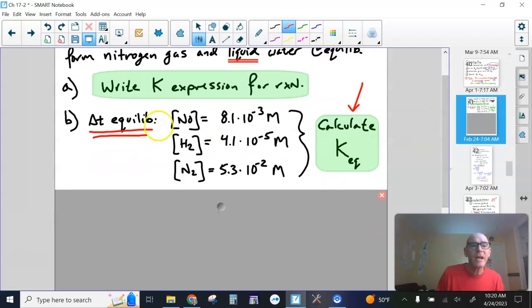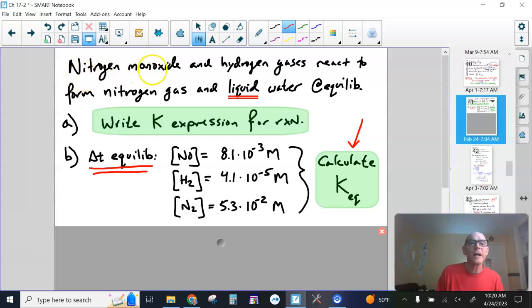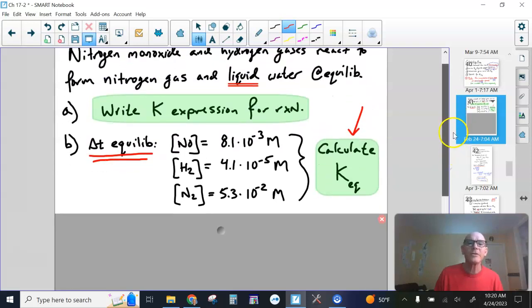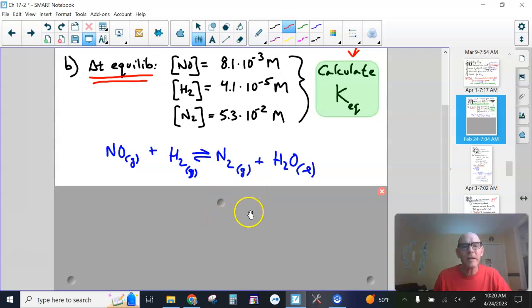All right, so you're given concentrations of all the things that are in the reaction. So let's look. Nitrogen monoxide and hydrogen gases react, so those have to be my reactants. And what do they form? Nitrogen gas and liquid water. So here's that chemical expression, the skeleton equation. And let's see, we need to balance. It looks like we need 2 nitrogens. So I'm going to put a 2 here. Then we need 2 oxygens. And we need 2 hydrogens. And I believe that's now balanced.